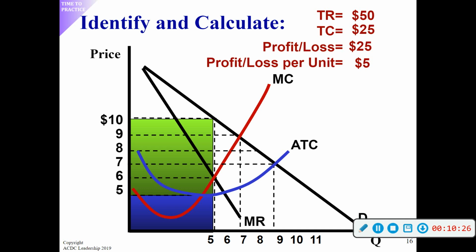Now, one thing that they will start adding in is this profit or loss per unit. And so you just divide it by the quantity they're producing. And so if they have a total profit of $25, and they produce 5 units, well, they're earning $5 per unit. So basically, it's just an average. But when it says profit or loss per unit, you just divide it by the quantity. That's going to give you that per unit.